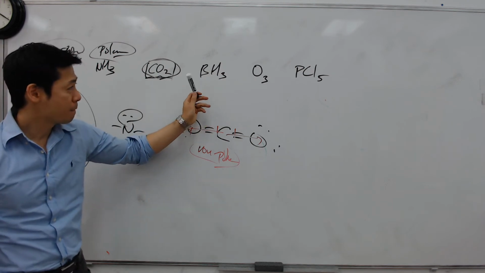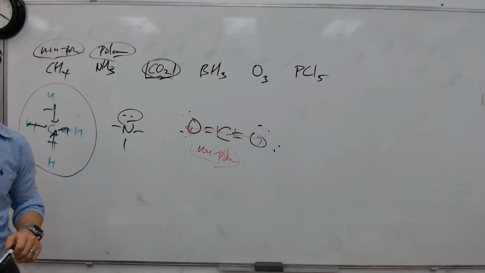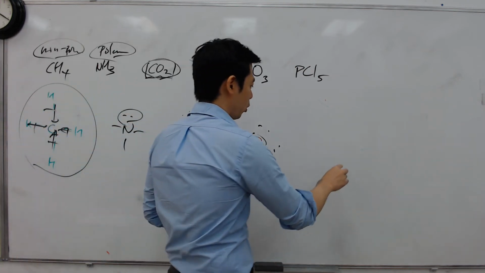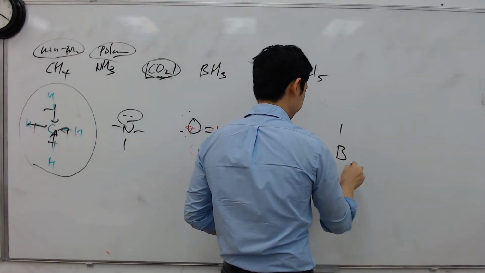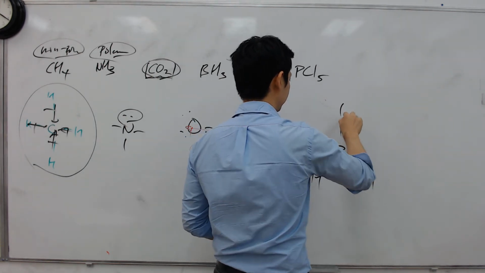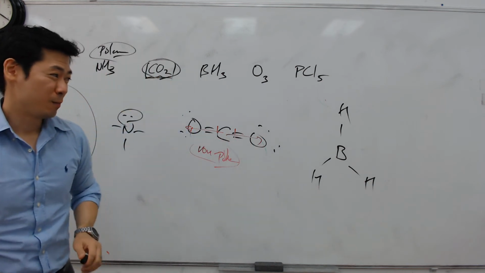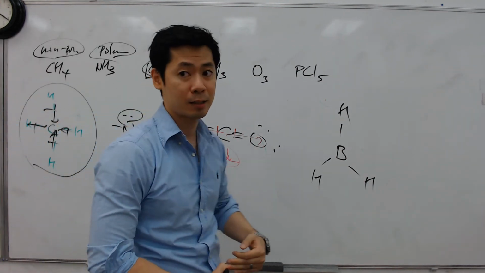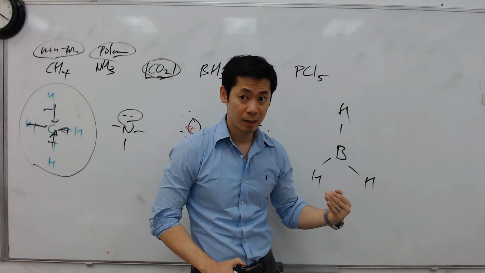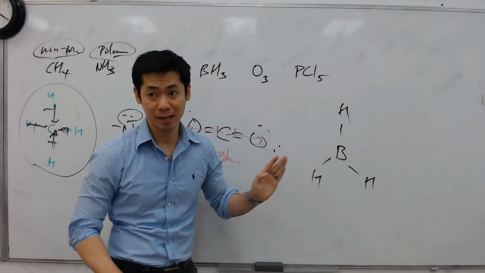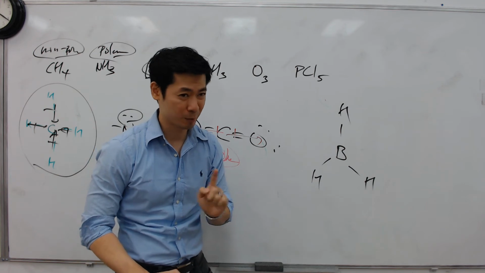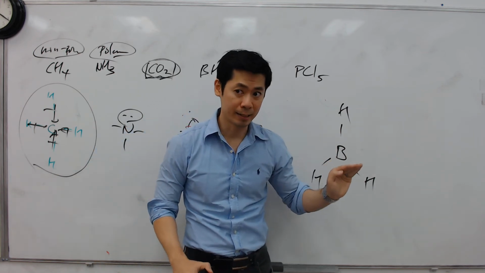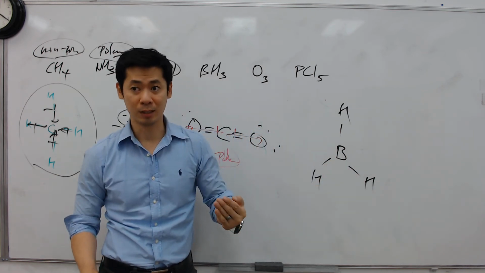BH3, okay? So this one is a little unique, guys, by the way. Boron, so the shape is this. Boron is one of the exceptions to the octet rule, okay? The boron is okay with not having the octet. Because why? We talked about it, guys. The octet gets superseded by what?